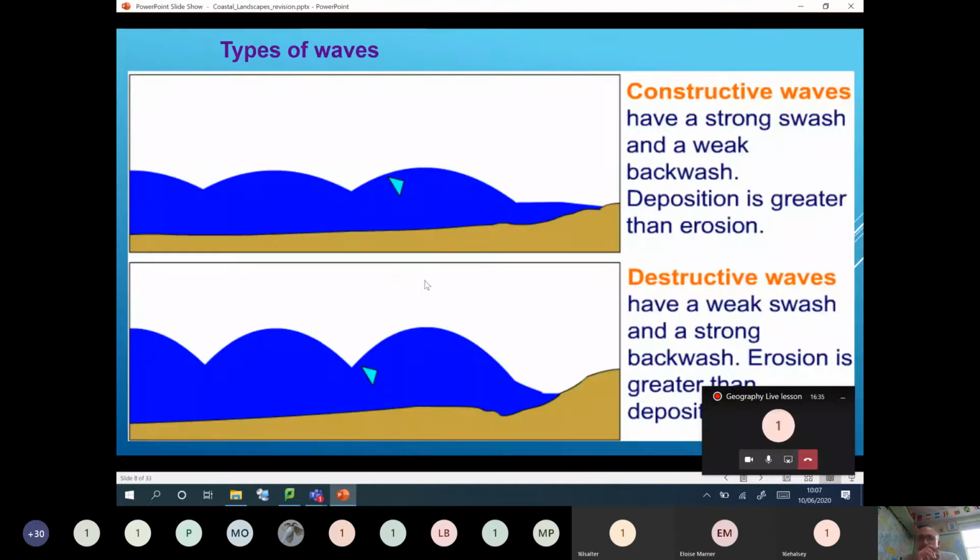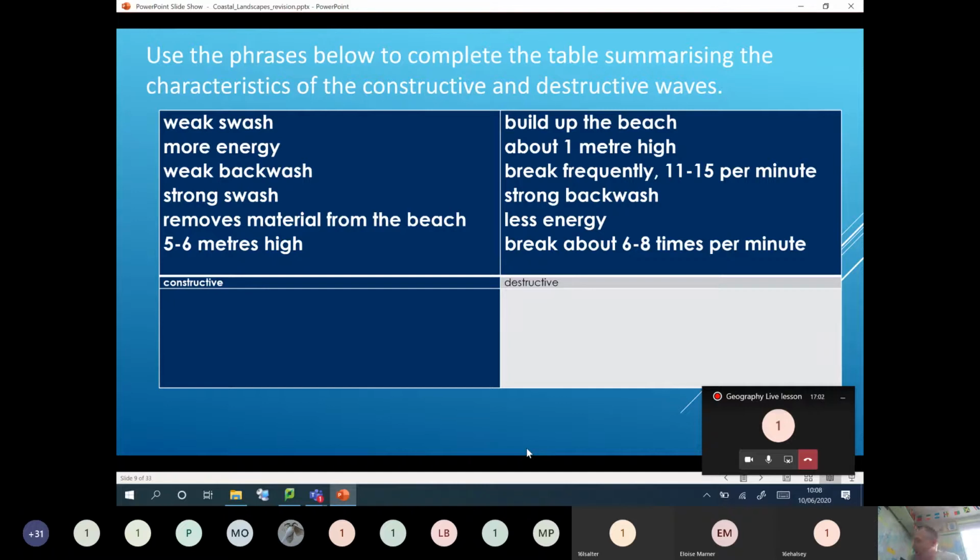Here we've got constructive waves: a strong swash, lots of energy going up the beach, and very little energy coming down the beach. So deposition is greater than erosion. They add material to the beach. You don't need to be writing this bit down at the moment. Destructive waves have a weak swash and a strong backwash. They create erosion. They destroy the beach. They remove the material.